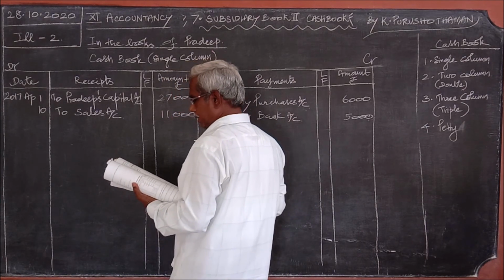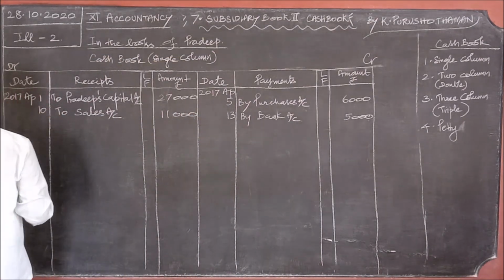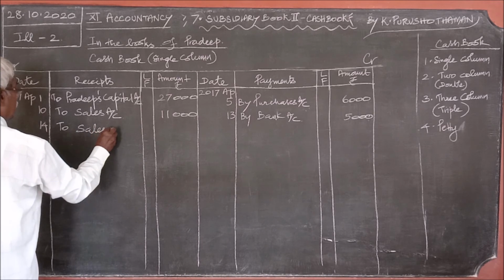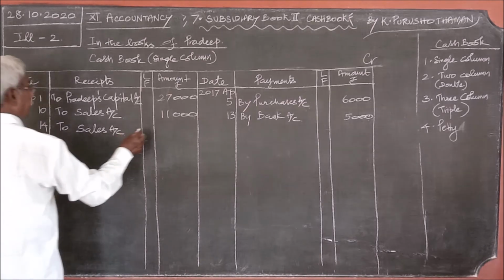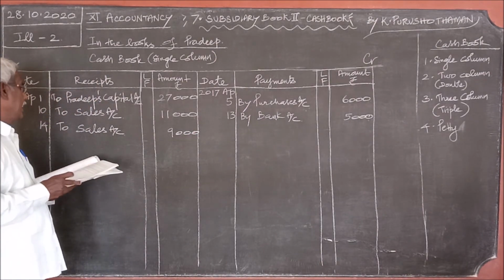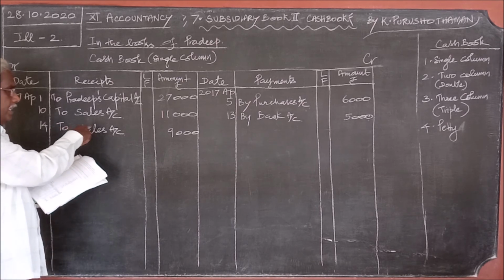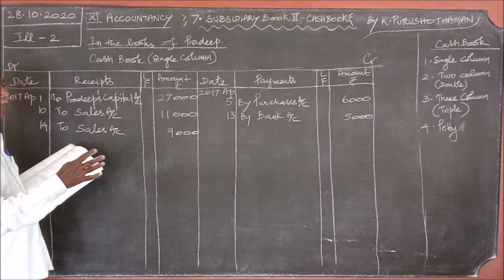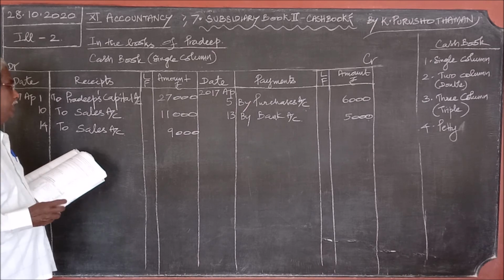Then, 14th, goods sold to Sangeeta for cash. When goods are sold, on 14th, to sales account, 9,000. You will get some confusion here. Goods sold to Sangeeta for cash, it is given. So, when the name appears, you should not write Sangeeta account. It is cash sales. Only for credit sales can we use the name. For cash sales, no name. We should use the common term sales.